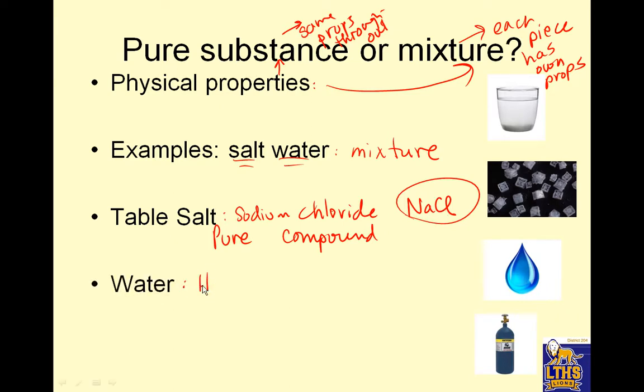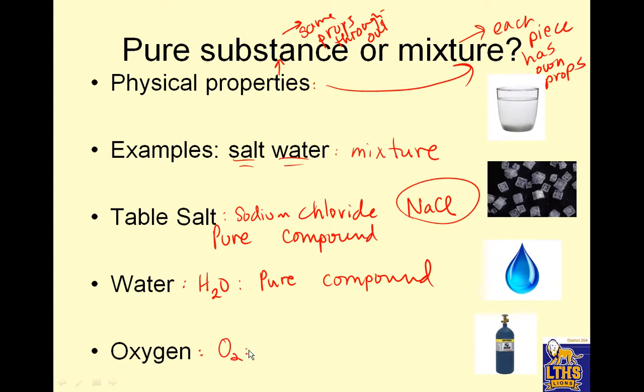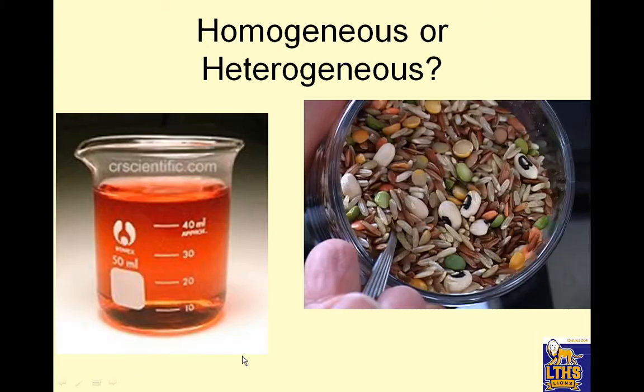Okay, water. There's a chemical formula for water, H2O, so it is pure because each part of H2O is H2O all the way through. Okay, and it is a compound because it has more than one element. All right, oxygen. Well, the chemical formula for oxygen is O. Oxygen you breathe in is O2. This is pure because all oxygen is O2 all the way through, and it's an element because it's only one kind of atom.